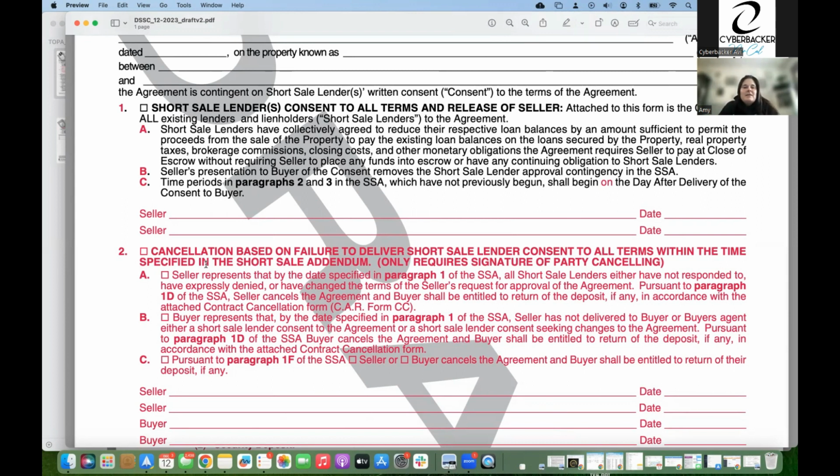A, seller represents that by the date specified in paragraph 1 of the SSA, that's the short sale addendum, all short sale lenders either have not responded or have expressly denied or changed the terms of the seller's request for approval of the agreement.